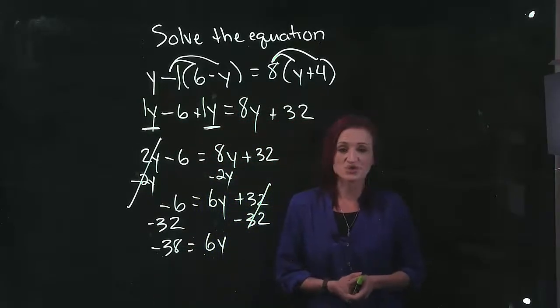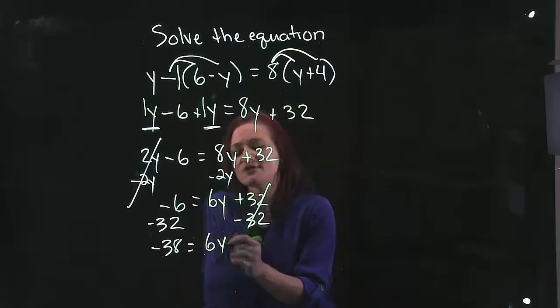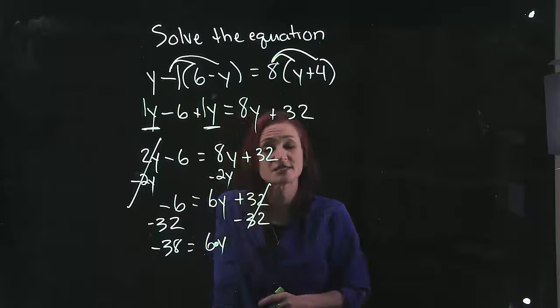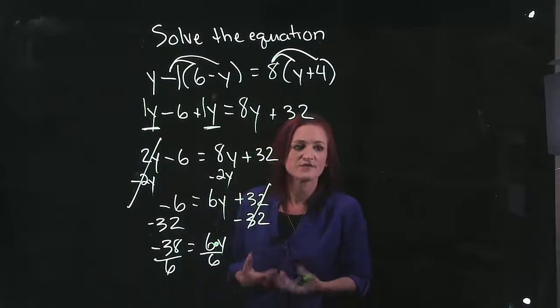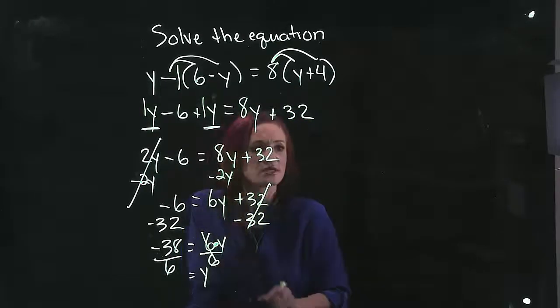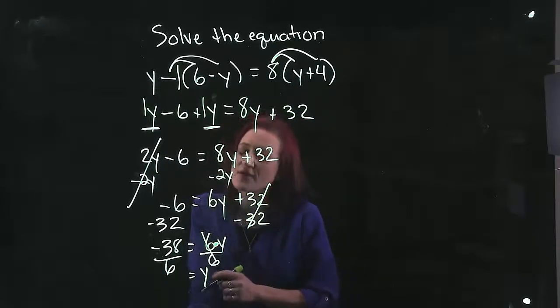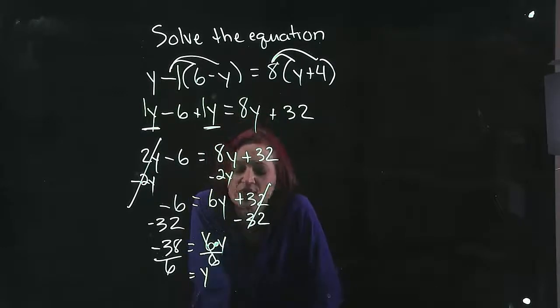Last step, almost always, is to divide out the coefficient. So here we have 6y. Remember, this is 6 times y. So the opposite of multiplication is division. On the right side, 6 divided by 6 cancels, leaving us with y. And on the left-hand side, we have -38 divided by 6.